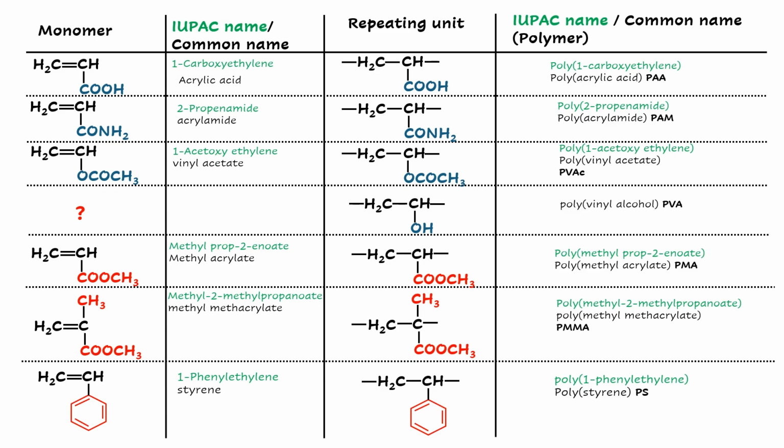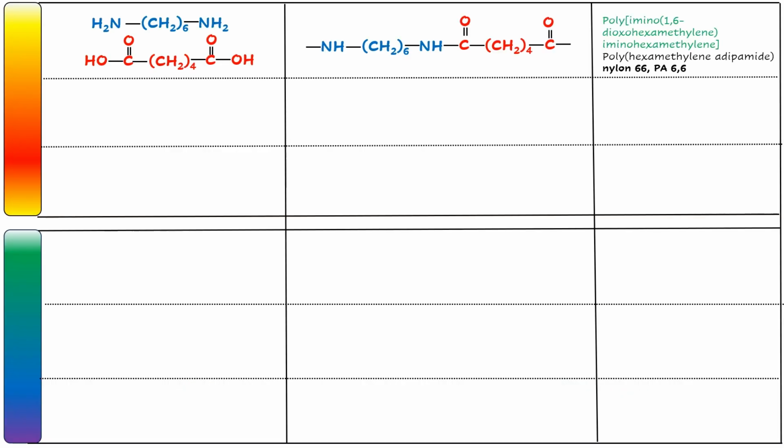These are all the examples of polymers that are obtained from one type of monomer. Polymers are also synthesized by reaction between two different monomers through the condensation polymerization. For example, hexamethylene diamine and adipic acid are combined through condensation polymerization to give polymer called polyhexamethylene adipamide or Nylon 6,6.